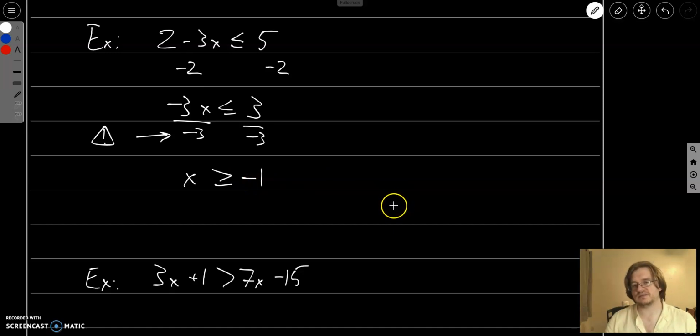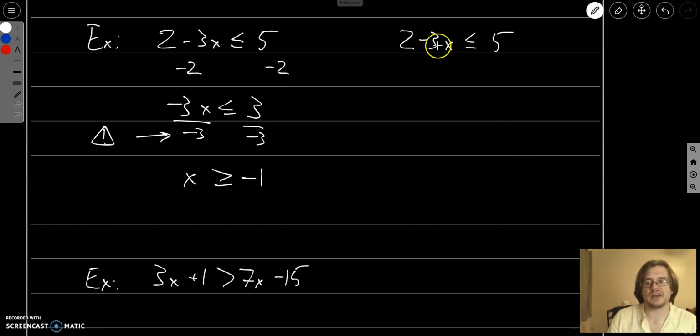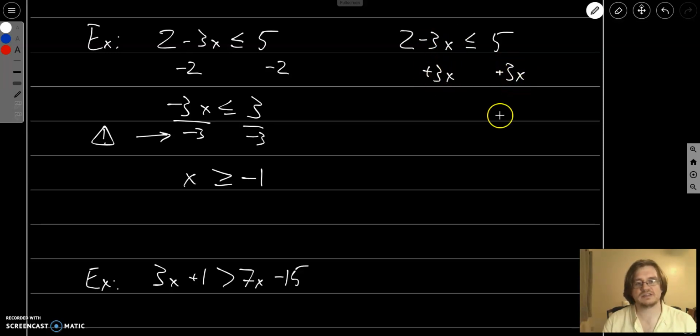This isn't the only way to solve this question. Maybe I don't like multiplying or dividing by a negative number, and I just want to avoid that. In this case, I can. I have a negative 3 times the x, and I'm afraid to divide by that negative 3. So what I can do is add 3x to both sides. Why would I do this?